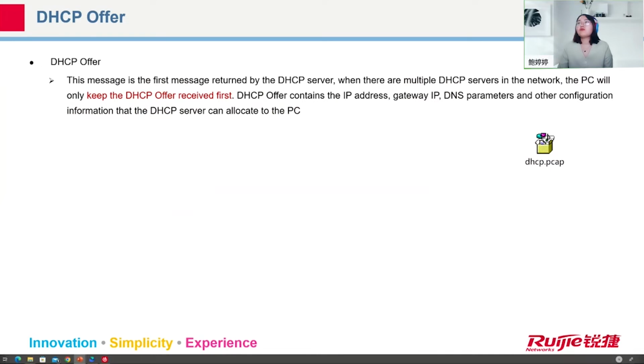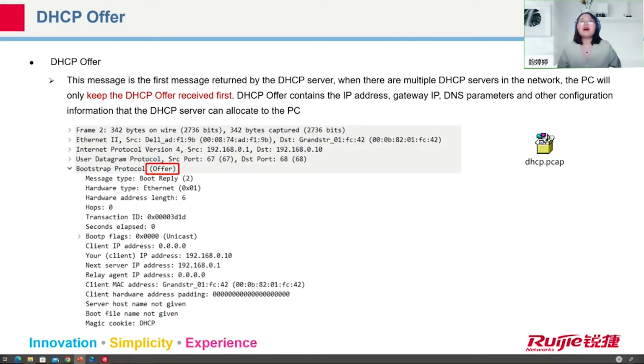And then the server will give a reply, right? The DHCP offer message is the first message returned by the DHCP server. If in our network we deploy lots of servers, more than one, the PC will keep the DHCP offer received first. Whoever sent me the first offer message, I will use that IP address information. So this also is a problem, because maybe someone deploys an illegal DHCP server in your network. That would be a mistake. So this is a principle.